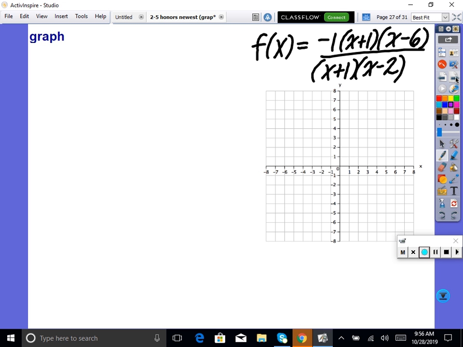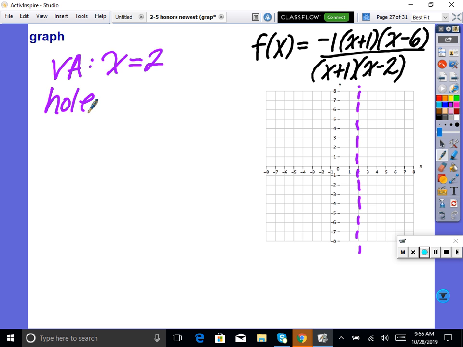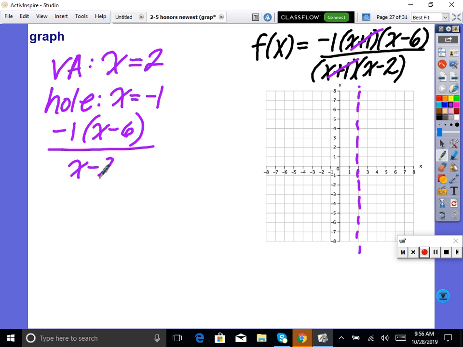Okay. So this one's already factored. Great, so this is going to be pretty easy. I have a vertical asymptote at x equals 2. Do you agree? So you go over to 2, graph that. Then you have a hole at x equals -1. Divide that out and rewrite your function. That's -1 times (x minus 6) over (x minus 2).